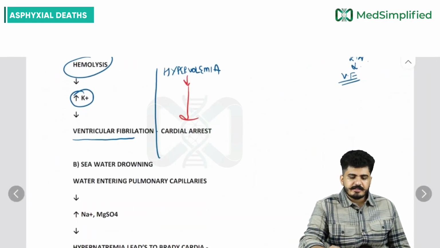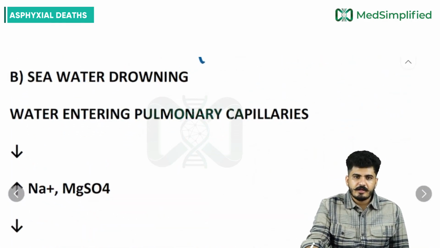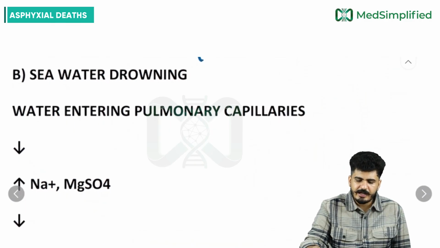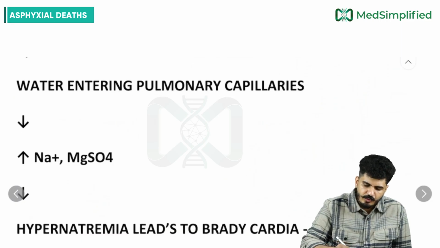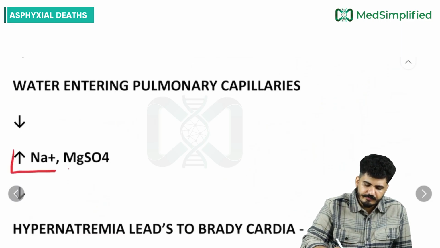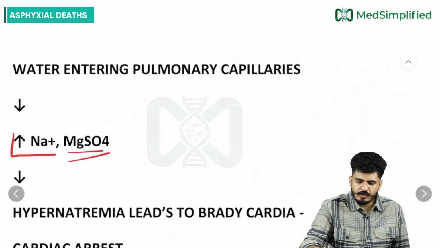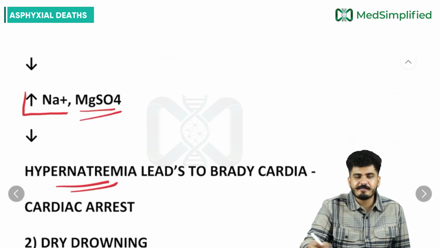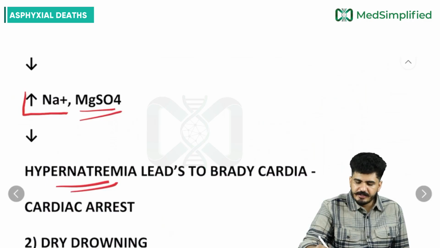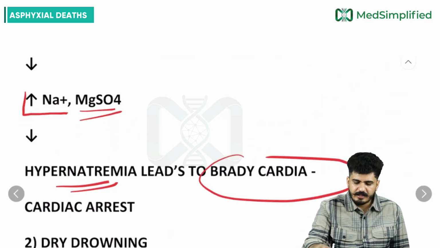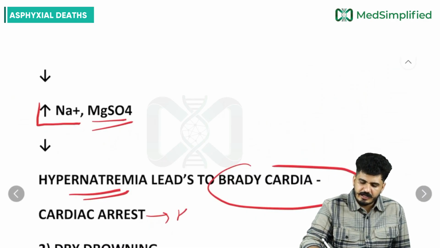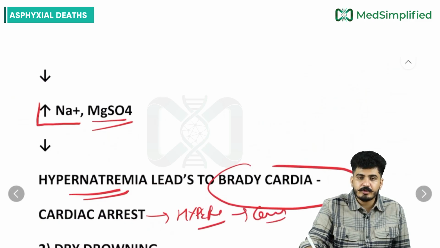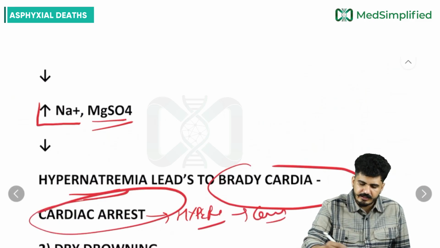Now we are moving to the next thing, seawater drowning. In seawater drowning, the water enters the pulmonary capillaries. And what is happening? The sodium is increasing along with the magnesium. And this sodium, guys, remember, there will be a hypernatremia which will lead to bradycardia. Also, cardiac arrest is happening, same mechanism. There is hypervolemia, which will lead to congestion, and because of congestion, there is a cardiac arrest.